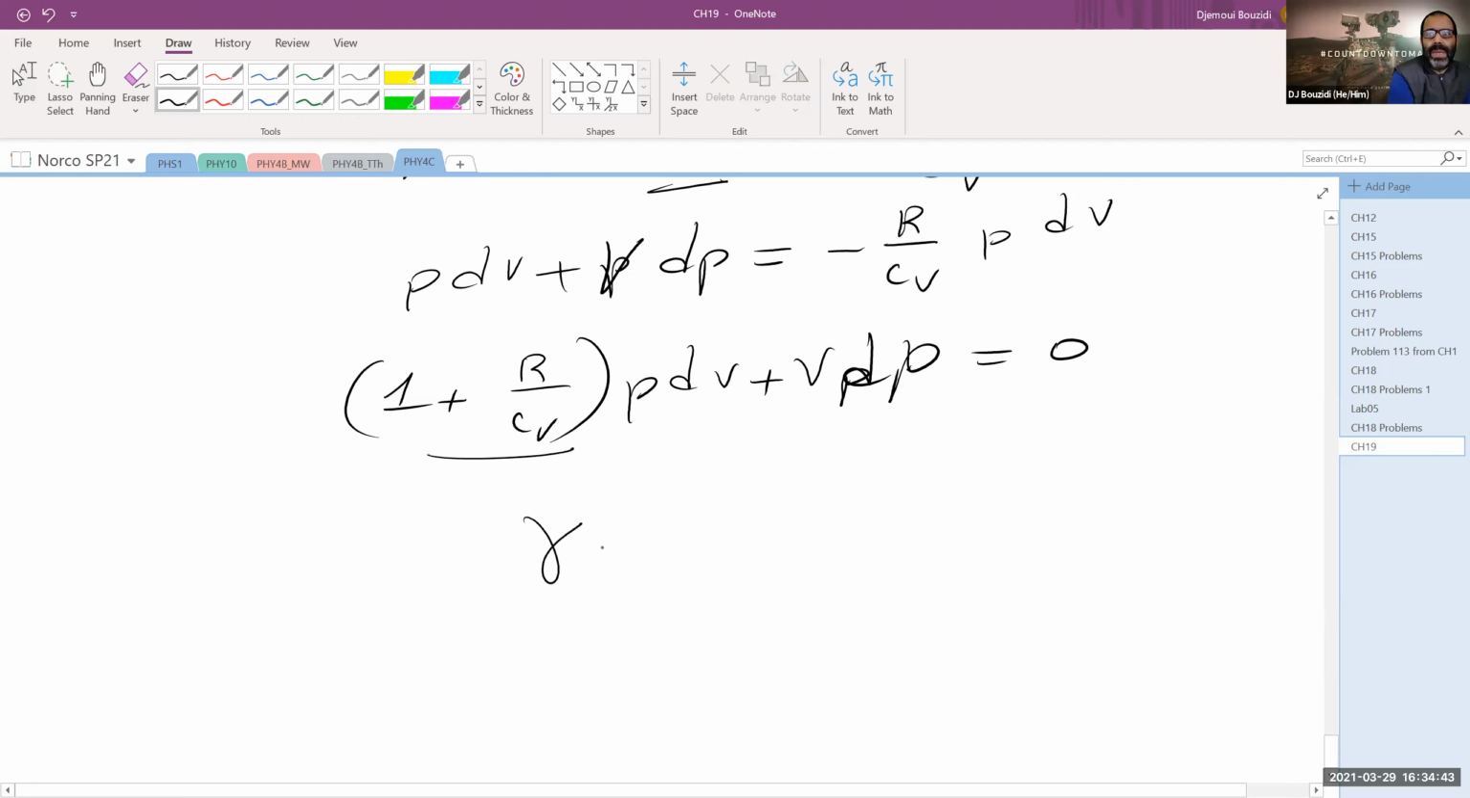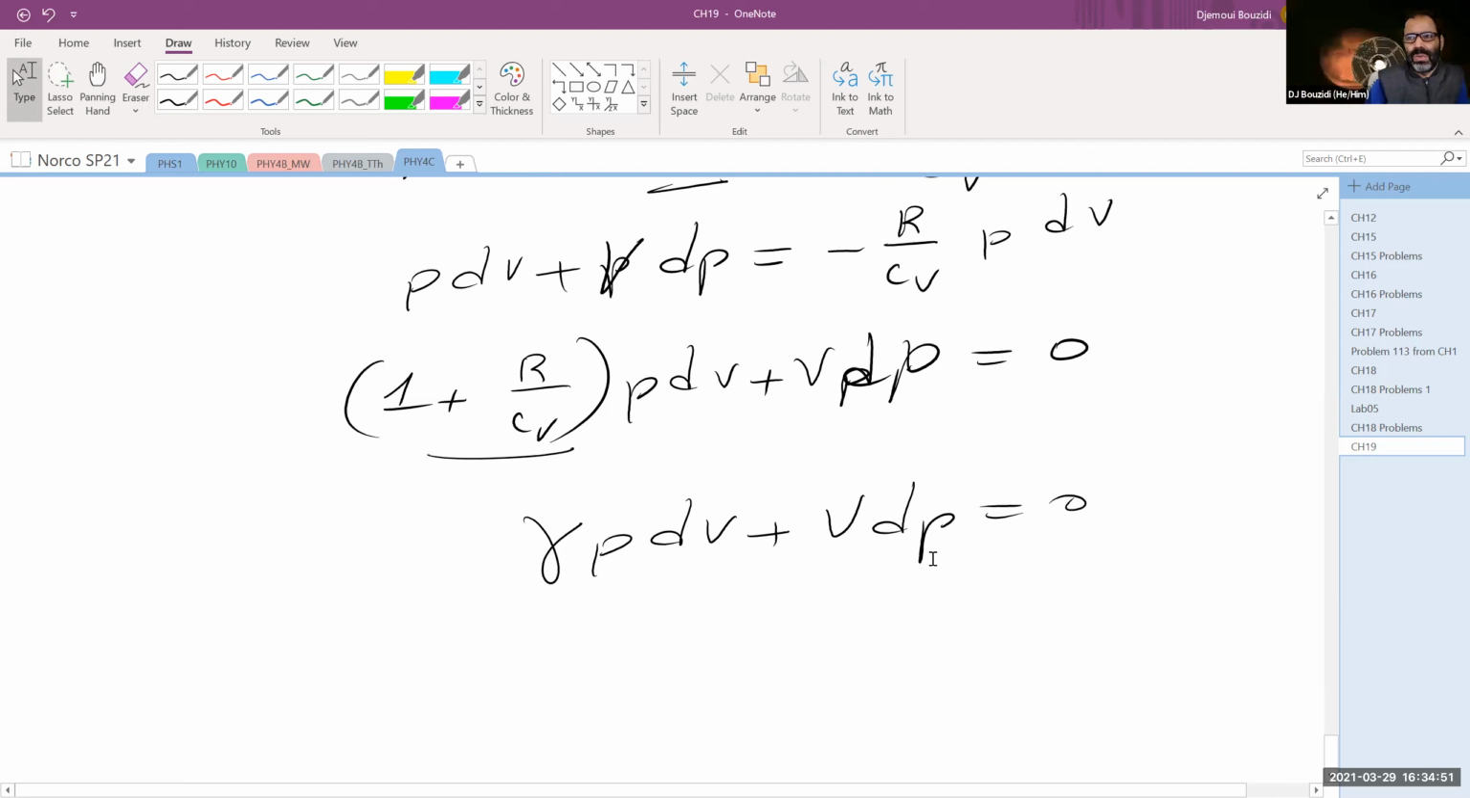So what we ended up with, gamma P dV plus V dP is equal to 0. I'm going to condense this expression a little. This is what we're going to do. So we're going to divide by PV.